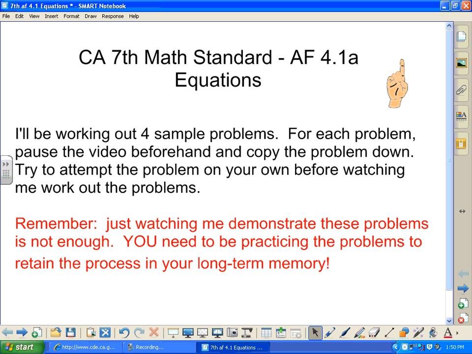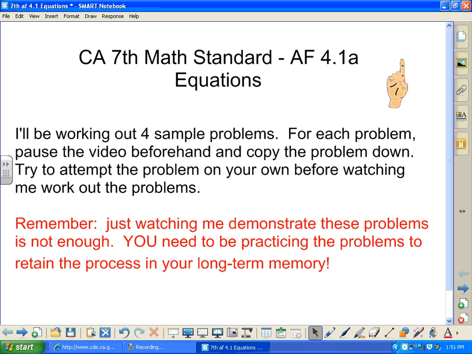Like before, I'm going to be working out 4 sample problems. Try to pause the video beforehand and work it out before you try to see me work it out for you. If you're totally clueless on how to do these problems, then by all means, watch the video first, then rewatch it from the beginning, and try to pause the problems and work out the problems before you see me working out the problems for you.